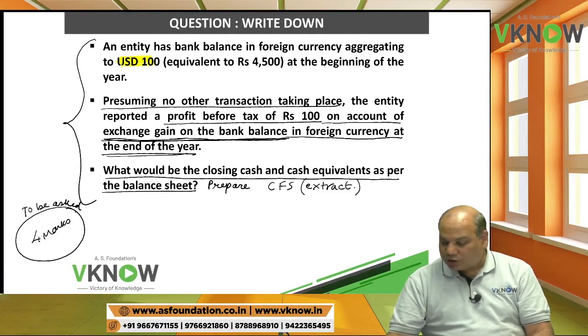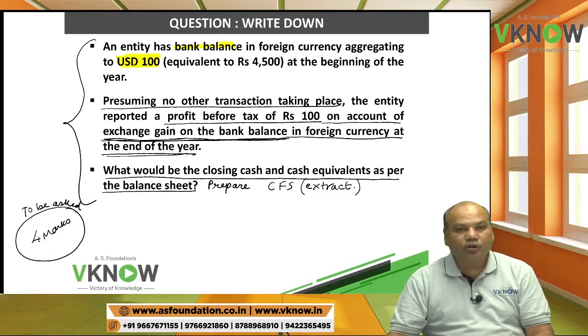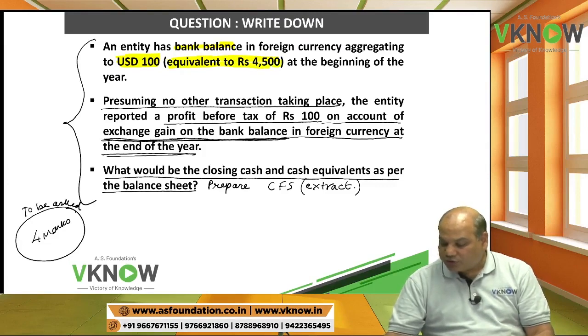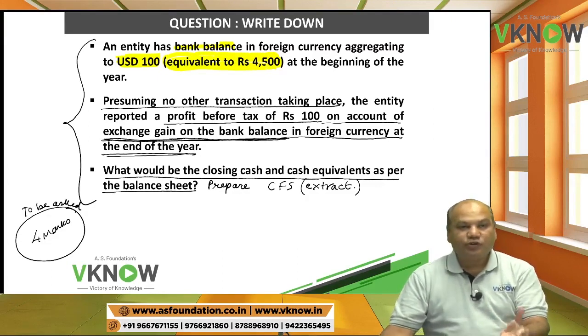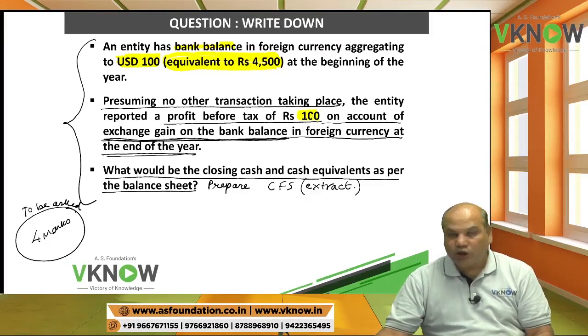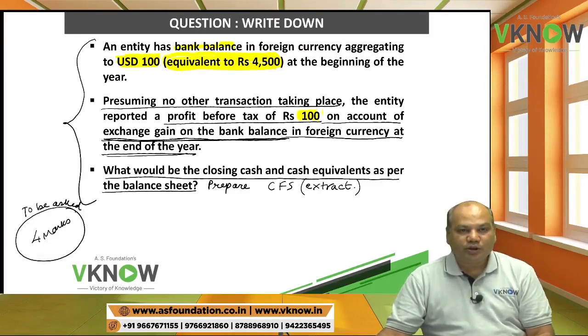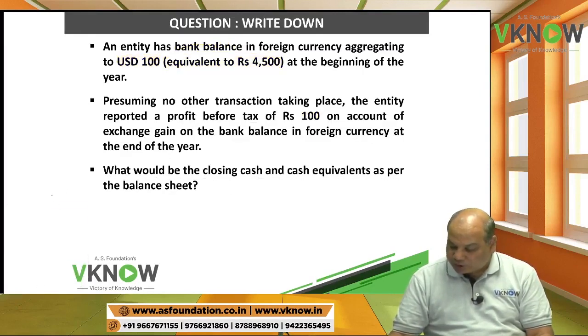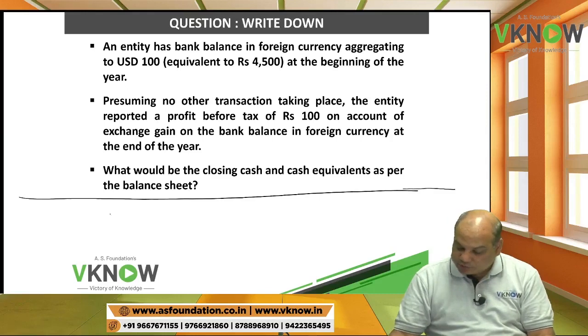Opening balance in foreign currency is $100. Bank balance is a foreign currency monetary item. At the beginning of the year, the exchange rate was 45, so we will write 4,500 rupees. During the year, the exchange rate has gone up by 1 rupee. So this company made a profit due to exchange gain. What is the entry they will have to pass for the exchange difference?